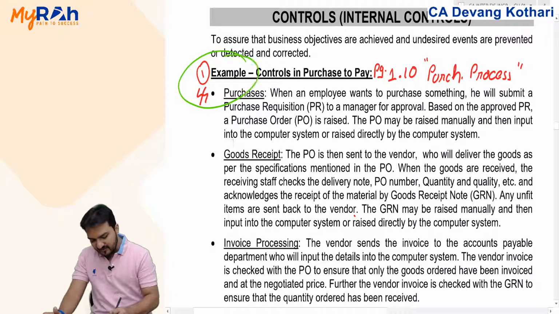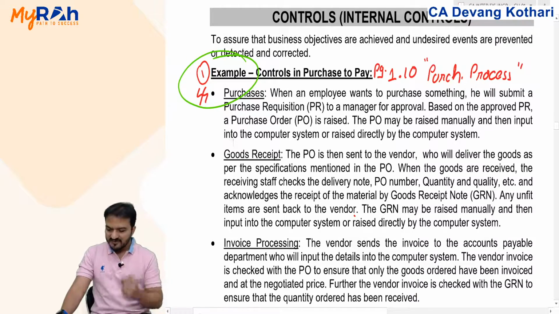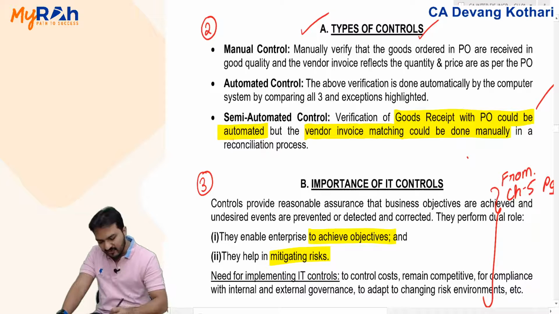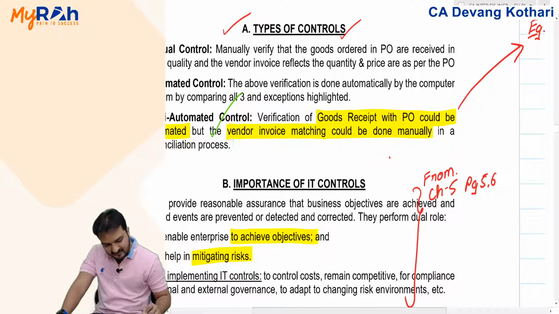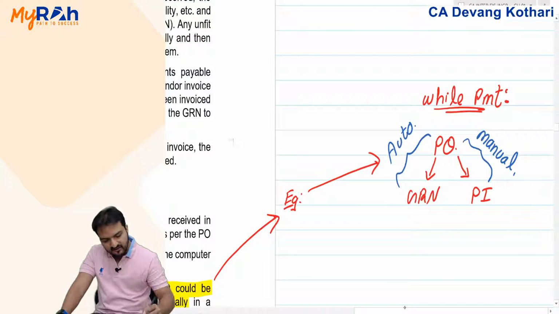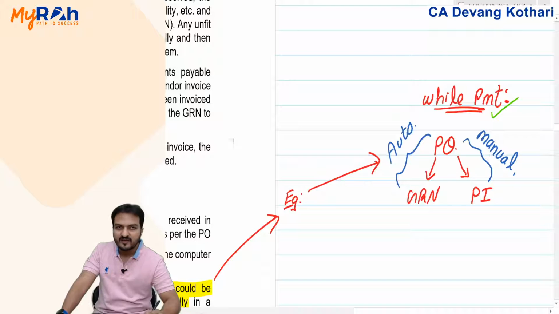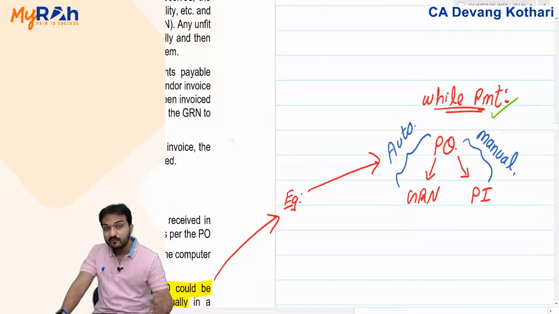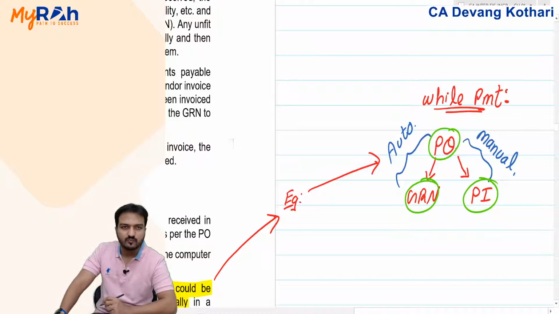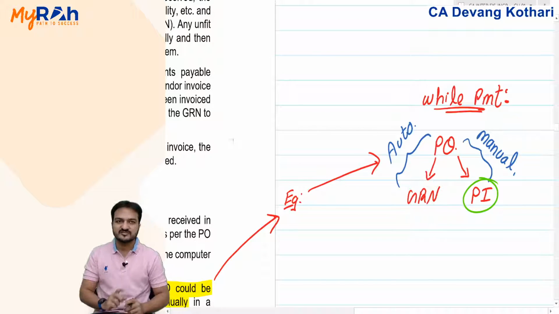That exact same example is described over here that you can read. Types of control can be manual control, automated control, semi-automated control. Well, the same example I can continue here: while making the payment, your computer system will compare. You need to compare purchase order with the GRN and purchase invoice, because payment will be done only after purchase invoice is obtained.